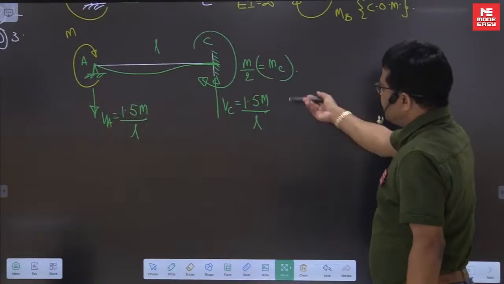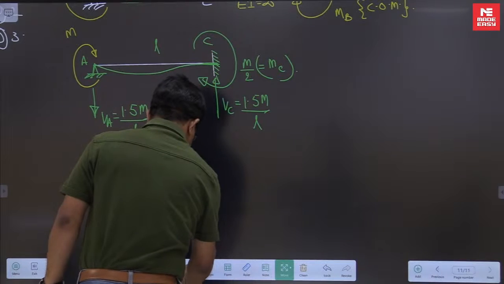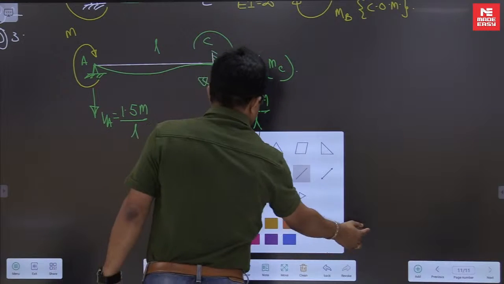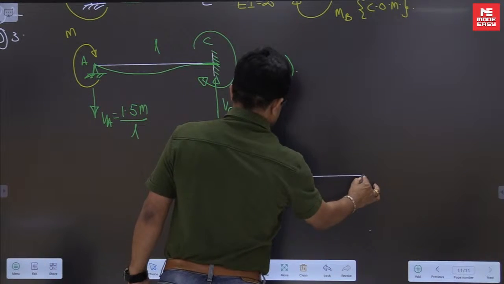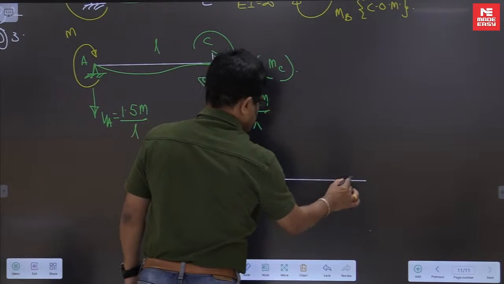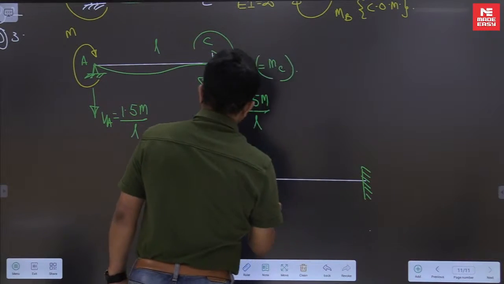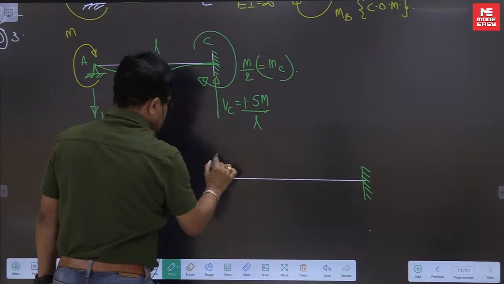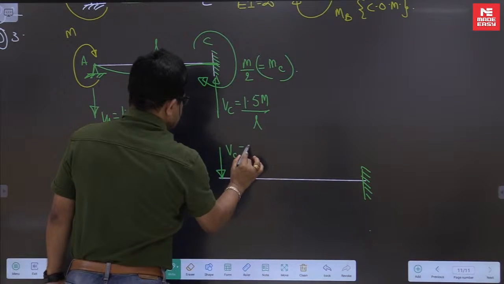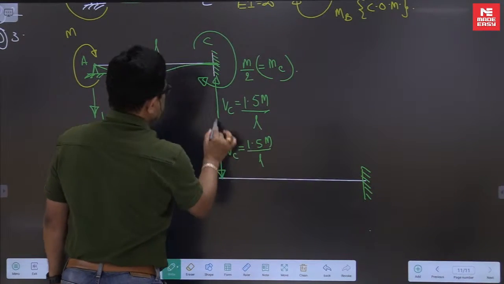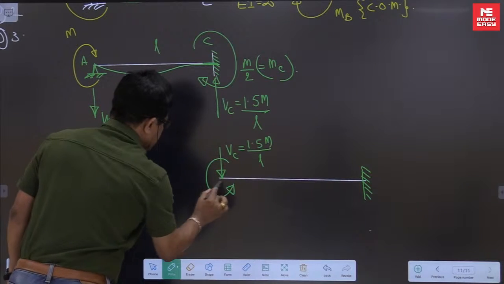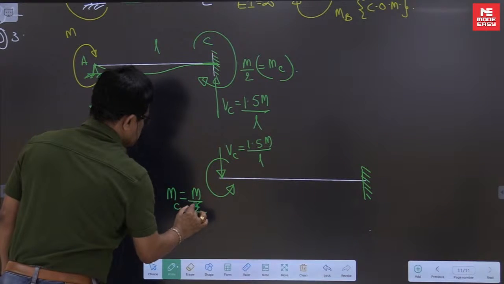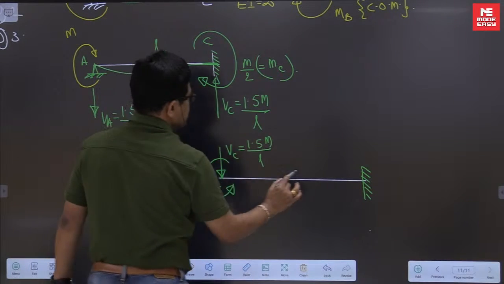Now in return, if I take the free body diagram of CB, that CB portion now looks like this. Here VC is upward, this beam is exerting on that beam upward, in return this will exert downward, like this. VC is 1.5 M by L. This is clockwise, so it will act anticlockwise. MC is M by 2. These are the reactions coming from this one. This point is C, B.